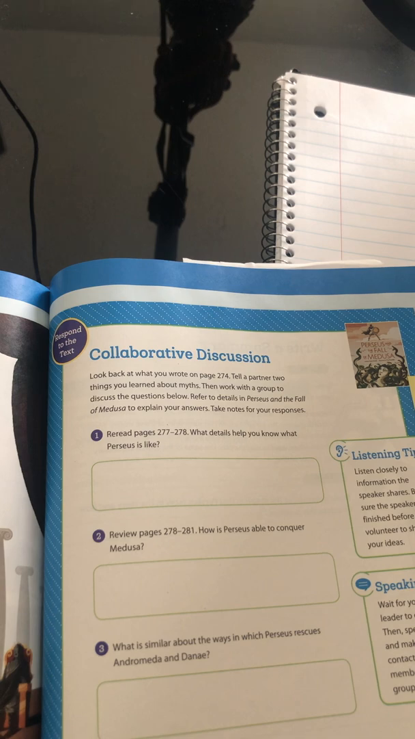All right, raise your hand if you're not done answering one of these 3 questions. All right, let's look at these questions then. It says, what details help you know what Perseus is like? He is kind, brave, and smart. Okay, well, what sentence or lines in the text help you to know that? He chopped off Medusa's head and then threw it to the sea monster. Okay, good.